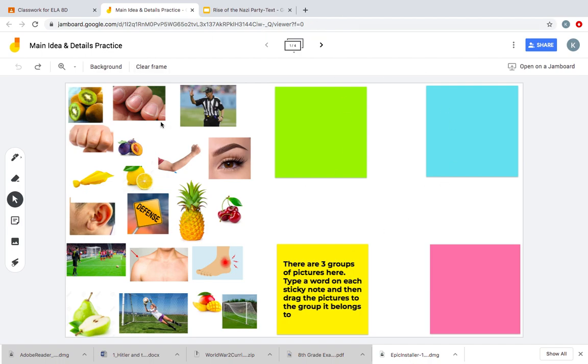What does this have to do with main idea and details? Well, what you're doing is you're grouping, right? So if the subject is fruit, then all these types of fruits are kind of like the supporting detail. You have one main idea, fruit, and then all these specific types of fruits are supporting or illustrating that main idea.